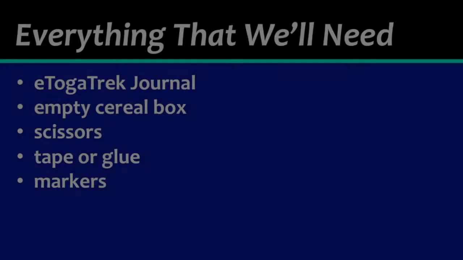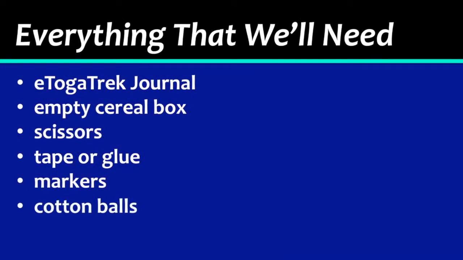Before we start our journey today, let's make sure that we have all the supplies that we'll need. First, an eTogaTrek journal. Find a small notebook to use and make it your eTogaTrek journal because you'll need it a few times today. An empty cereal box. You can eat the cereal first. Scissors, tape or glue, some markers, some cotton balls, some toothpicks, stickers, a few sheets of construction paper, some pipe cleaners, and some straws. Now we're ready to meet our instructor for today, Magister Murphy.